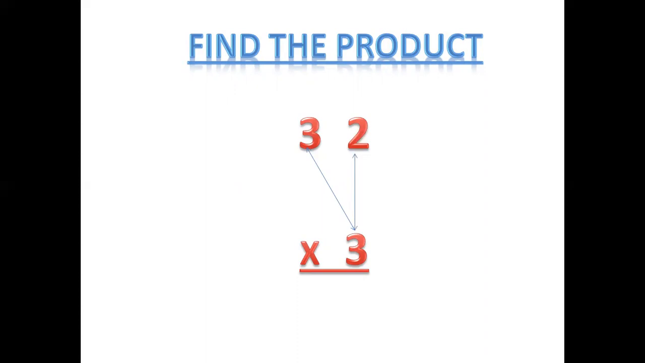3 times 2 is what? It is 6. Then you are going to multiply 3 times 3, and the answer is 9. So 32 into 3 is 96. Okay. So let's take some more questions on it.